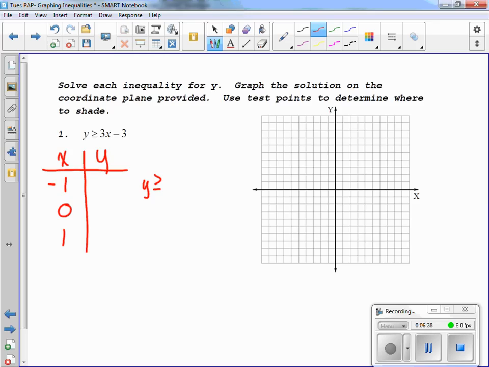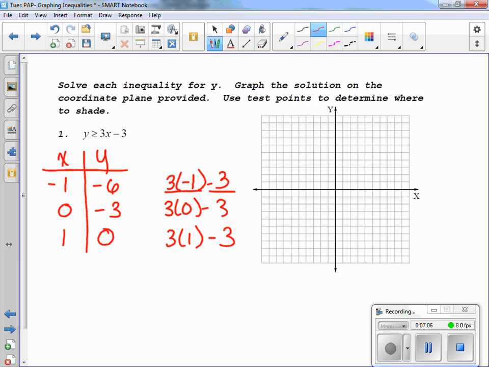So this is going to be y is greater than or equal to 3 times -1 minus 3. Really, you're not going to have to worry about what this is at this point. It's just the answer that you get from this will be what you put in for your y. So this is -3 minus 3, which gives me -6. Now I'm going to do 3 times 0 minus 3. 3 times 0 is 0, minus 3 is -3. 3 times 1 is 3, minus 3 is 0. So I've got my 3 points. I'm going to do -1, -6, 0, -3, and 1, 0.